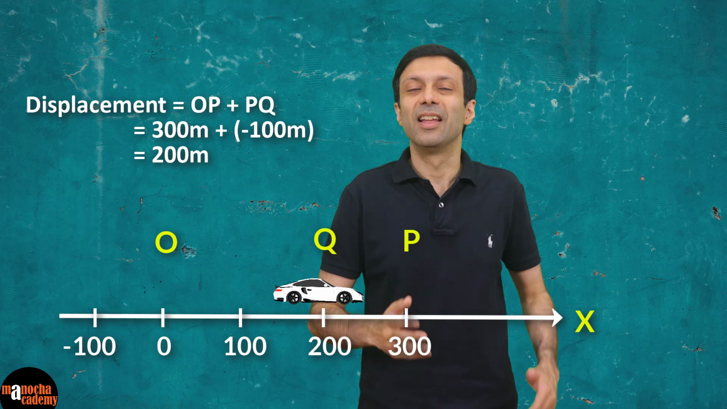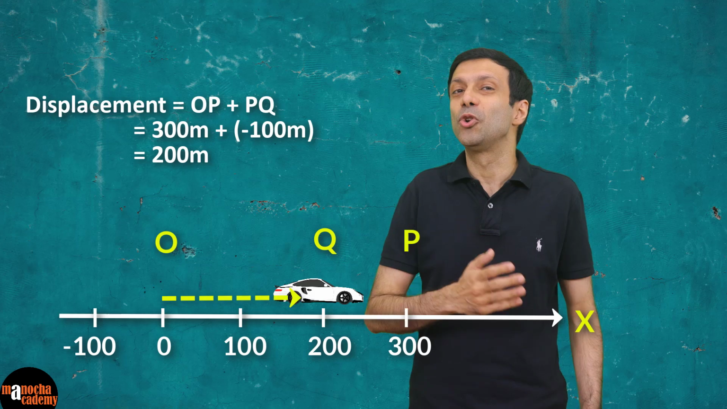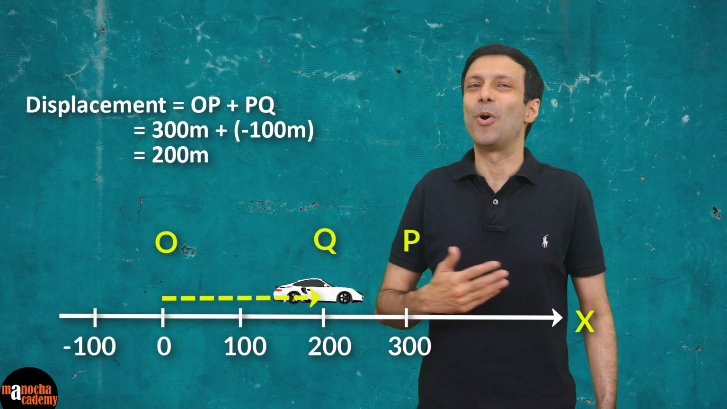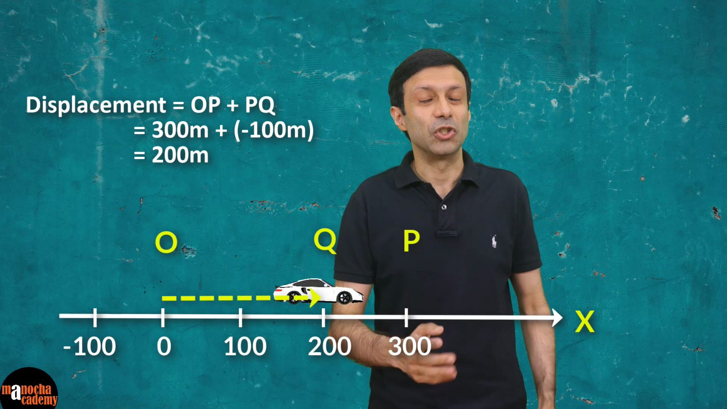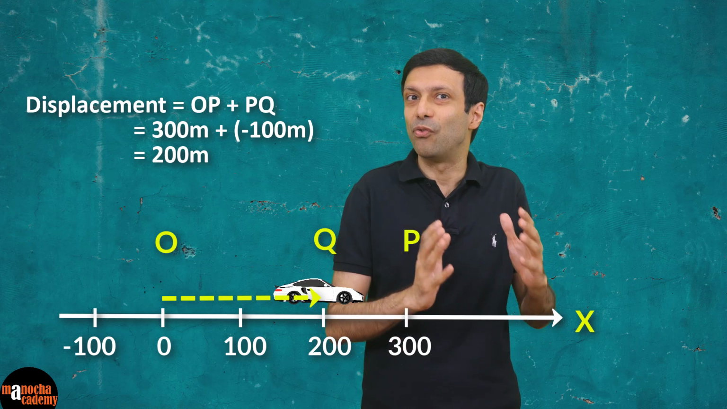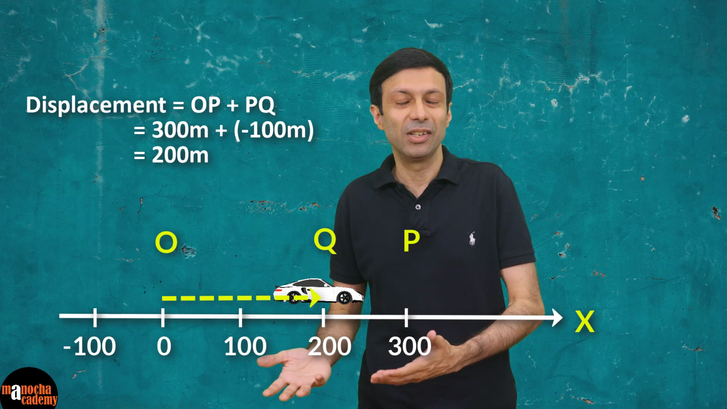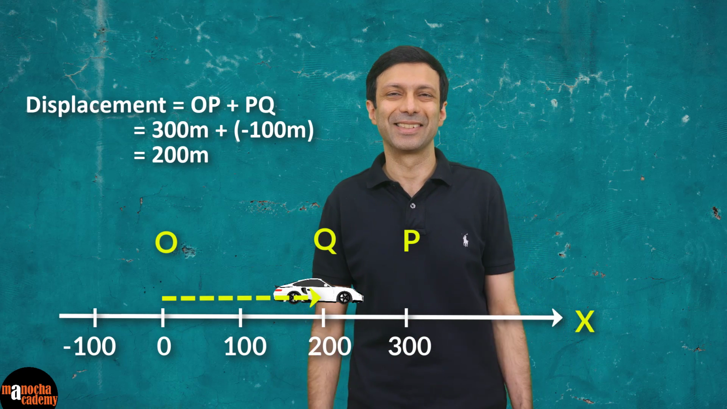And as you can see, the car moved from O to Q by 200 meters to the right, which is along the positive x-axis. So the sign also gives you the direction. So remember, displacement is a vector quantity. It has both value and direction, shown with the positive and negative sign here.